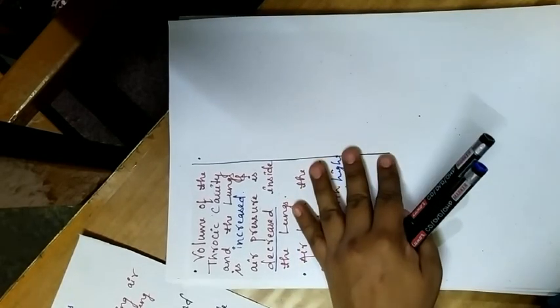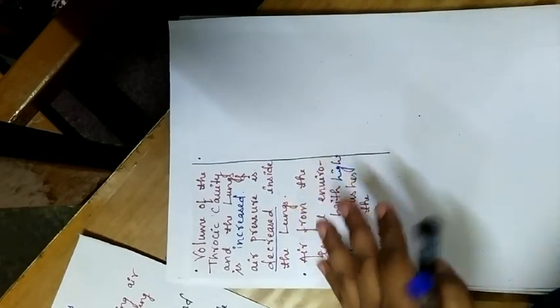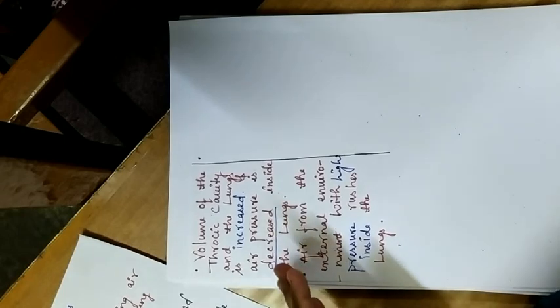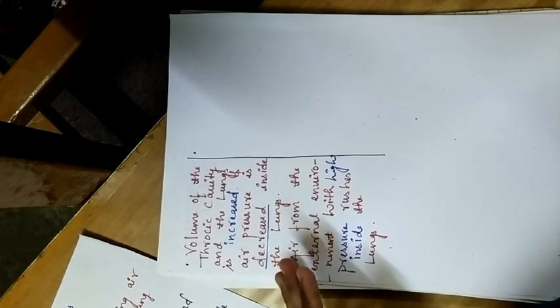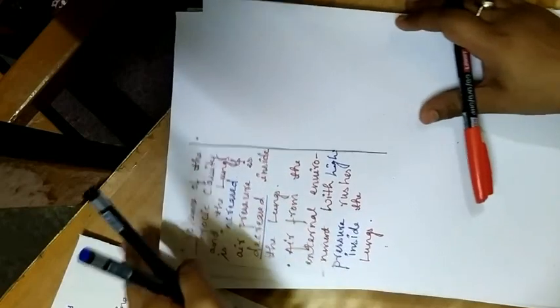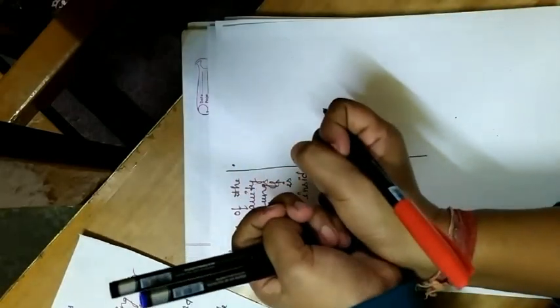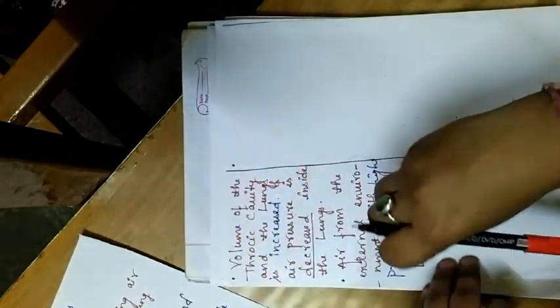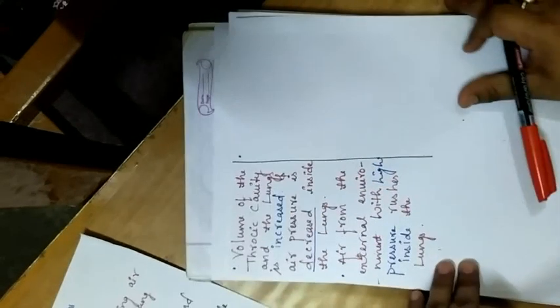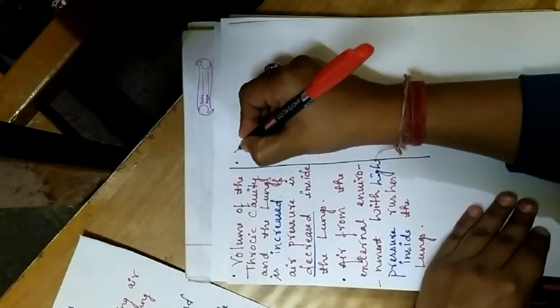So this happens during inhalation, and just the opposite, as I told you, happens during exhalation. So what happens in exhalation? The volume of the thoracic cavity and the lungs is obviously opposite, so it will decrease. Air pressure inside the lungs will increase. So the air from the lungs is pushed out through the nostrils. Okay, just the opposite. So let me just write it down here.